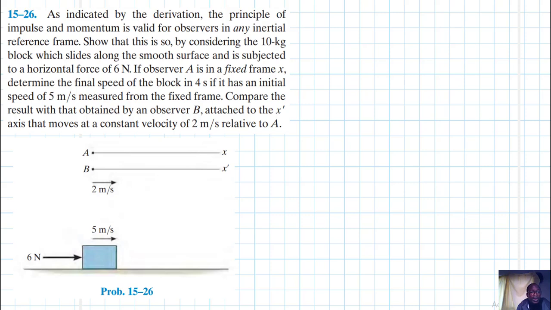Compare the results with that obtained by observer B attached to the X prime axis that moves at a constant velocity of 2 meters per second relative to A. Okay. So this problem is coming from Engineering Mechanics: Dynamics, 14th edition by R.C. Hibbeler. So let's start with observer A.